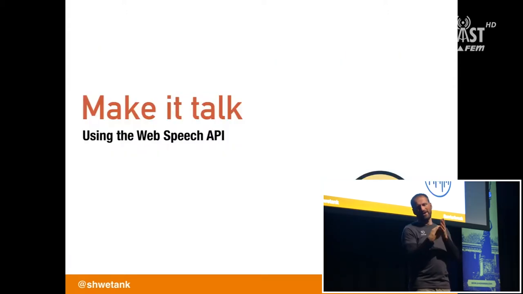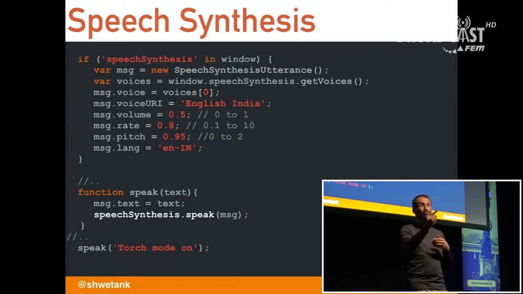The next thing I did was to make it talk. So this is using the Web Speech API. The Web Speech API basically has two parts. The first is speech to text, and the other is text to speech. I was more interested in the text to speech part, which is basically speech synthesis. And this is basically how you do it. First of all, you check if it's there. And if it's there, you just get a new speech synthesis utterance object. Then you get the voices on that device, select the voice, and you can also select the rate, the pitch, the volume, everything. And then you can just make it speak using speechSynthesis.speak.